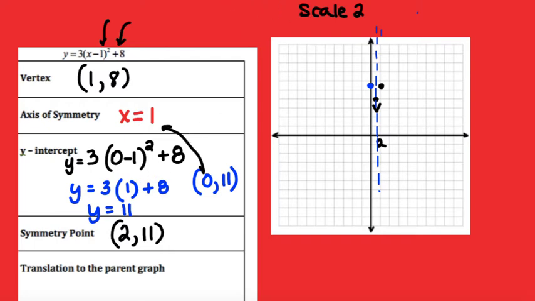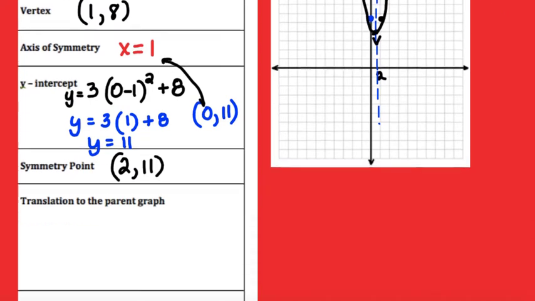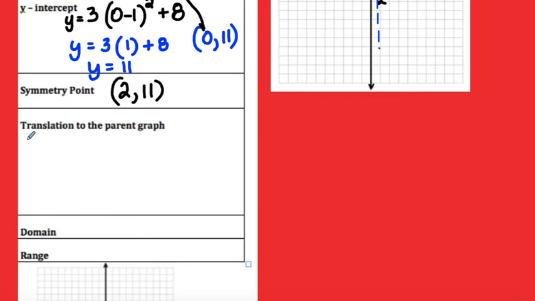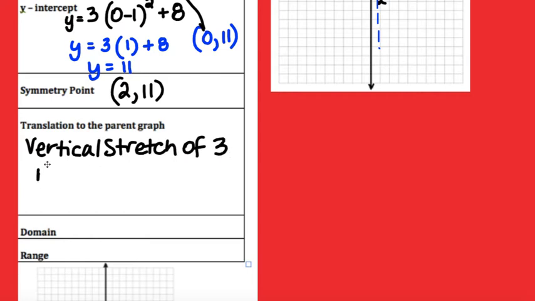Now I can see that it's a very narrow parabola, which holds true because that a term in front is a 3, which makes it a vertical stretch. And so then I make a parabola going like that. Okay? All right, so my translation of the parent graph is that it's a vertical stretch of 3, which makes it narrower. It goes to the right 1 and up 3.